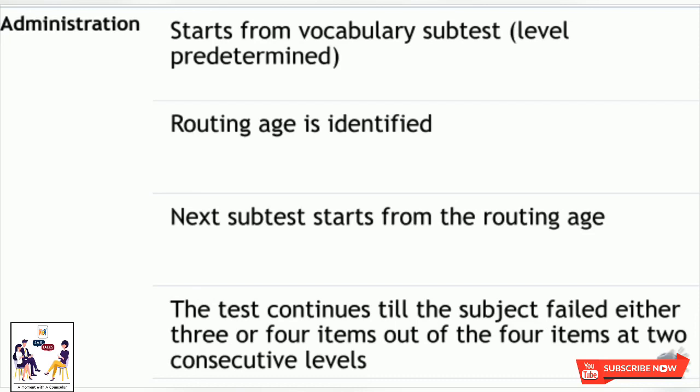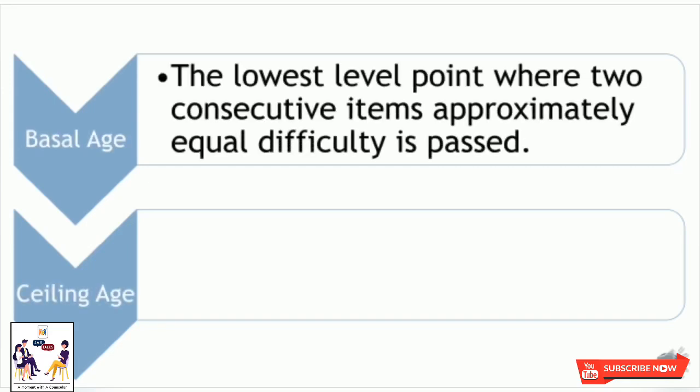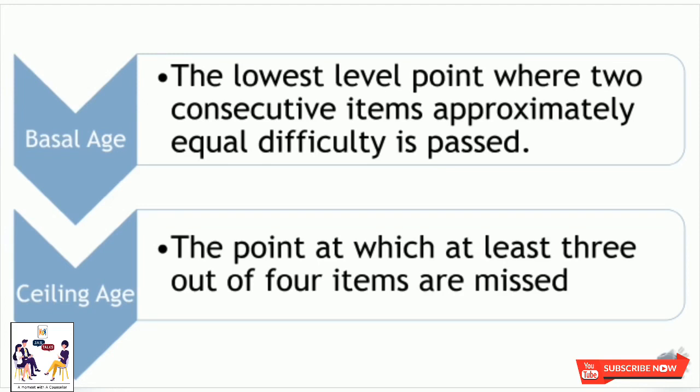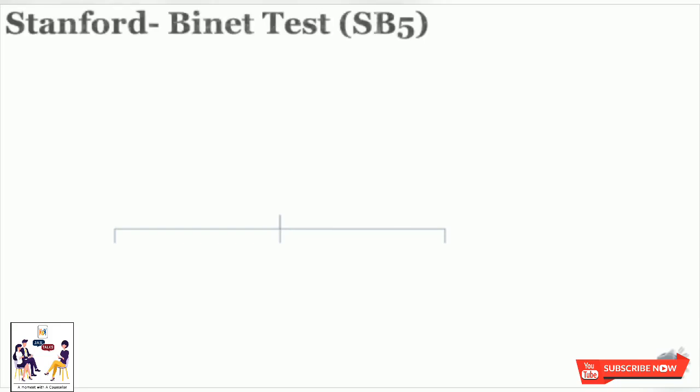The two important concepts in the administration of the Stanford Binet scale are basal age and ceiling age. Basal age is the age at which, or the lower level point where, two consecutive items of approximately equal difficulty are passed. Ceiling age is the age at which, or the point at which, at least 3 out of 4 items are missed or failed.